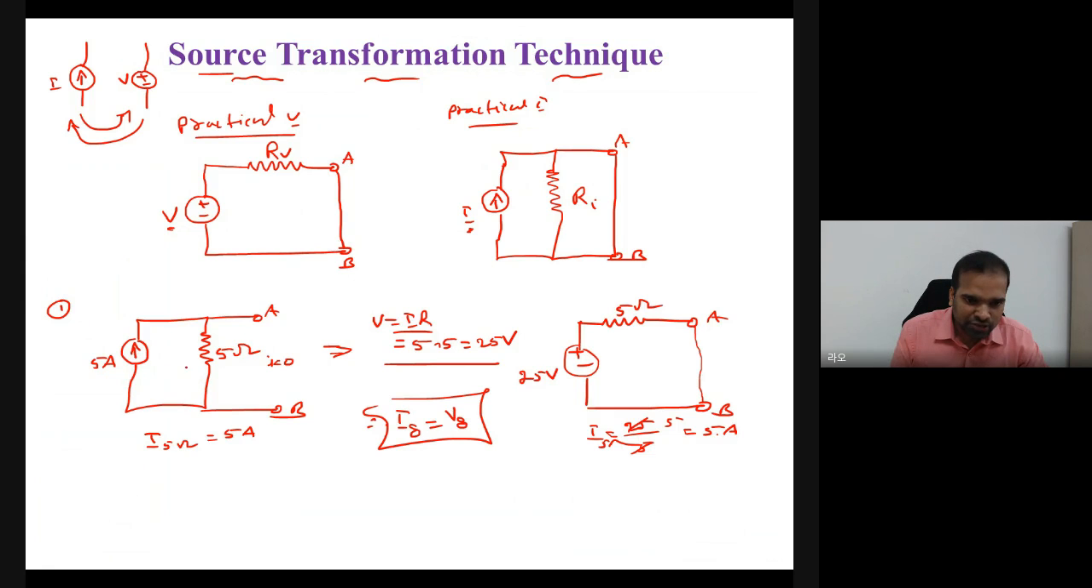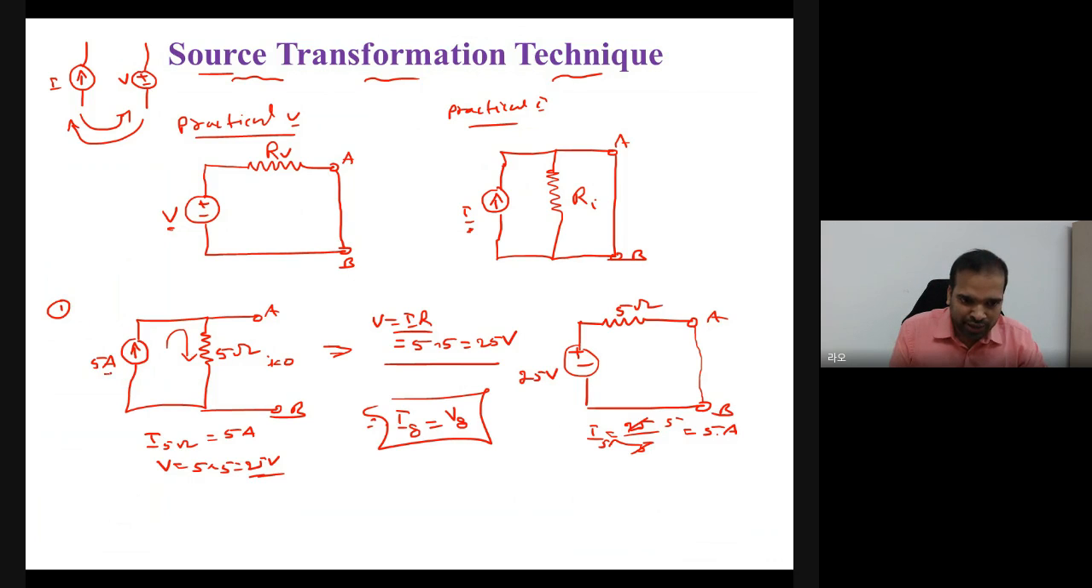Okay, now see here, what is the voltage at the 5 ohm resistor? V equal to IR. What is the current flowing at the 5 ohm? 5, and R means 5. This is 25 volts. Now what is the voltage here? See, this is the total voltage, V equal to 25. So after conversion, the current and voltage at these particular elements are the same.